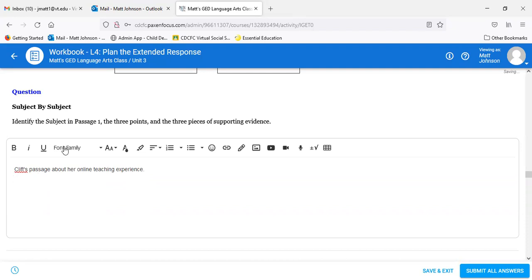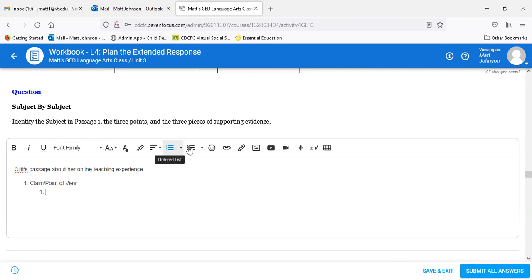We can actually build out an outline from that point. So the 3 points and the 3 pieces of supporting evidence. The first point was claim, so that's going to be the first part of our outline. Claim, point of view. And the reason would be our next step.